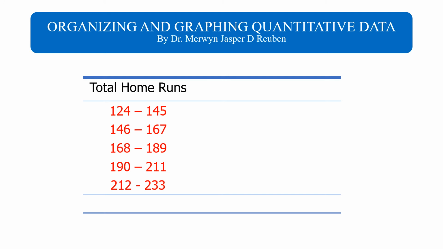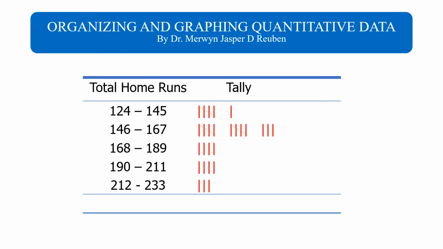So the first class is 124 to 145, second class is 146 to 167, and the third class is 168 to 189, and the fourth class is 190 to 211, and the fifth class is 212 to 233. Now we do the tally. If you don't know how to do the tally, please refer my earlier video of organizing and graphing the qualitative data. So we have done the tally and we got these values.